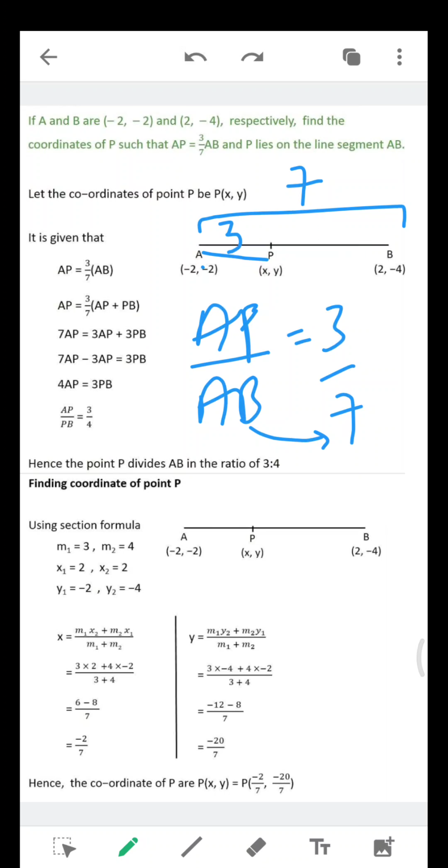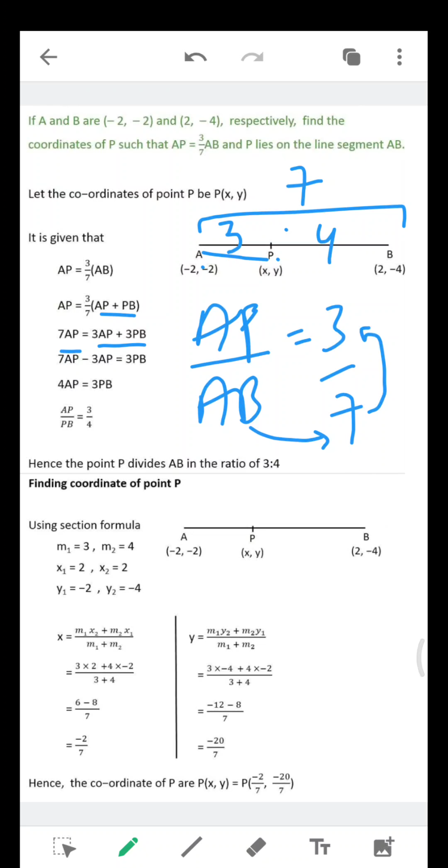Or you can go step by step also. Geometrically you can prove: AB can be written as AP plus PB, and I'll multiply 3AP plus 3PB, cross multiplies to 7AP. 7AP minus 3AP is 4AP equals 3PB, and AP by PB is equal to 3 by 4. That gives you again 3:4. You can get that ratio directly by subtracting 7 minus 3, that is 4. Both ways are correct.